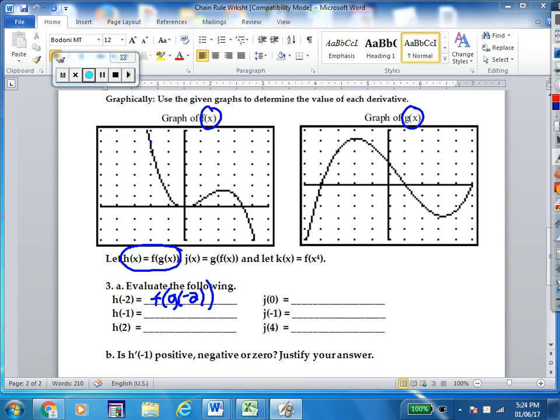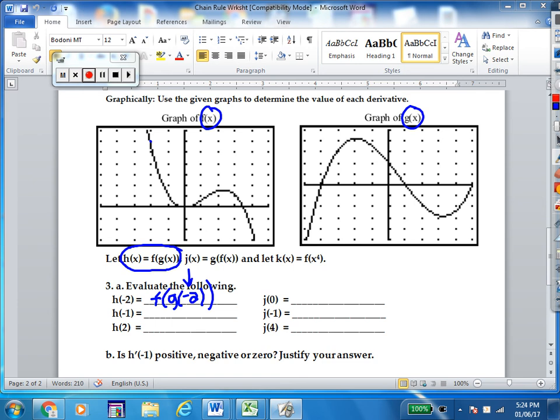And so just like you would do algebraically, you would first evaluate the inside and then use that y value to evaluate the outside. So what we're going to do is we're going to go first in here at g of -2, and make sure you go to the right graph.